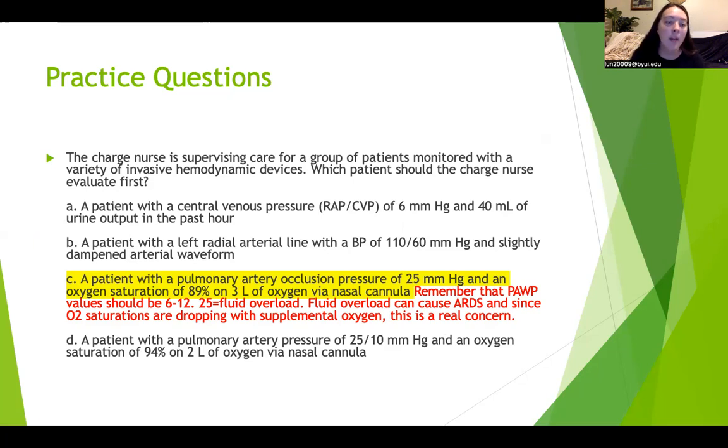They're functioning great. B, a patient with a left radial arterial line with a BP of 110/60 and a slightly dampened arterial waveform. Nothing to be worried about. All seems pretty normal. D, a patient with a pulmonary artery pressure of 25/10 and an oxygen saturation of 94% on 2 liters of oxygen. So 94 on 2 liters is really stable. 25/10, remember, when we go back to that picture, the fraction, that's perfectly normal for PAP. And remember that this bottom number can be used as the PAWP if we're ordered not to inflate the balloon for PAWP.